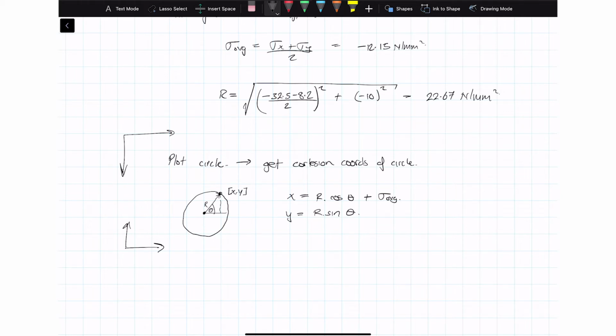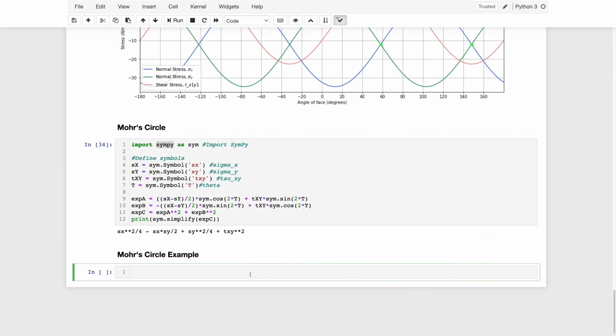It's not strictly necessary, by the way, to go ahead and accurately draw or plot this circle. You can sketch the circle out. It's just I want to have a nice, clean, accurate plot to work from as I'm explaining this. All right, so let's go ahead and plot this thing.